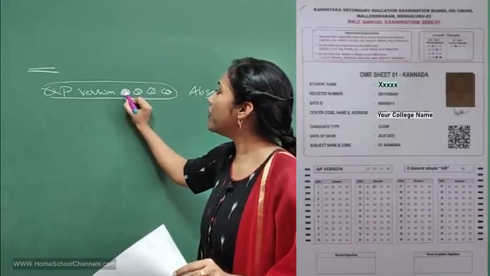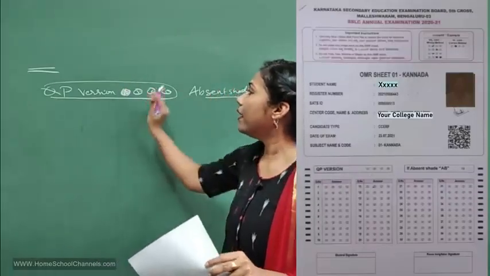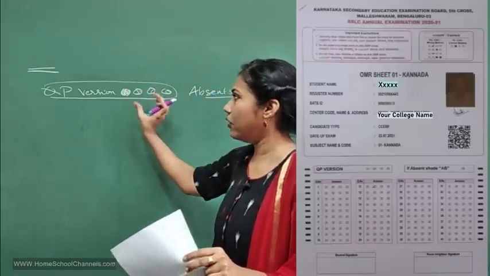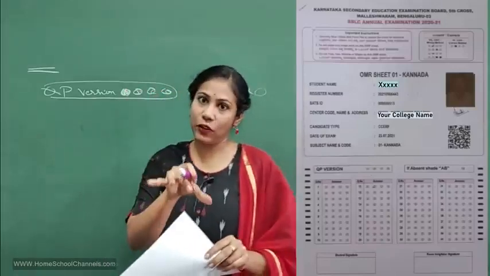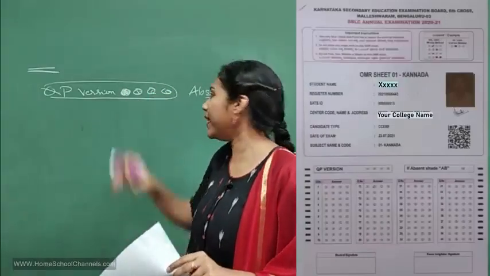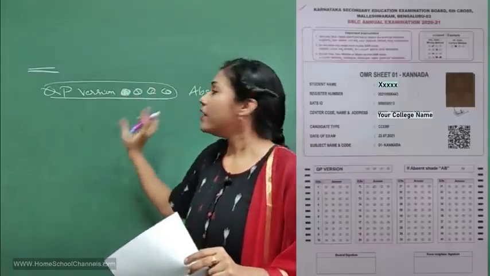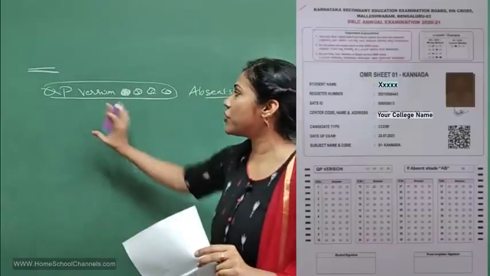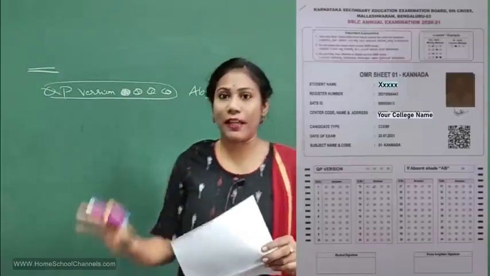So this is how the first thing you have to do is mark the circle. Okay, whichever set you had got. Say A set, if you get, mark A circle. So this is the first thing you have to do. The question paper version you have to mark first.